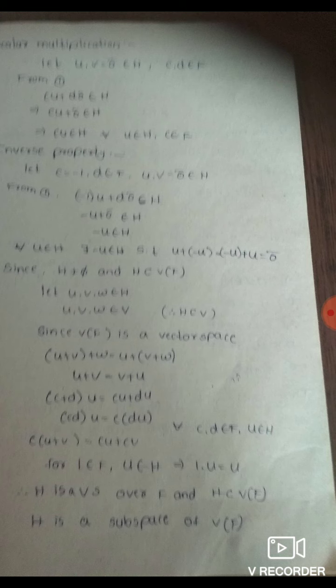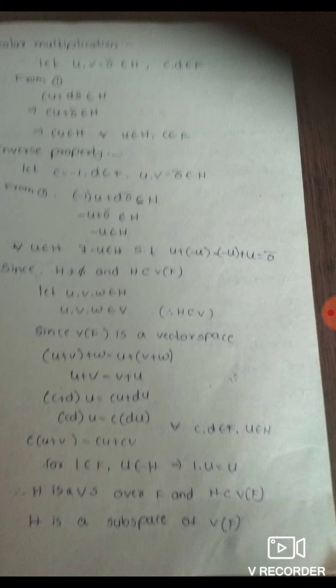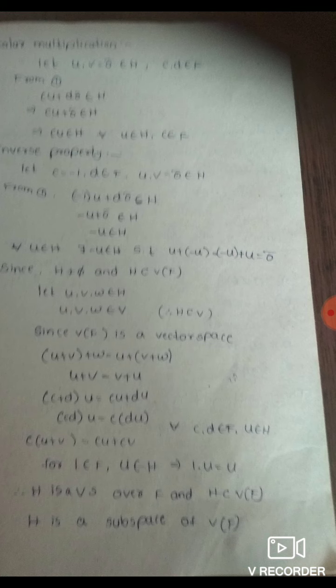Then since V of F is a vector space, u plus v plus w equals u plus v plus w, u plus v equals v plus u, c plus d into u equals cu plus du, cd into u equals c into du, c into u plus v equals cu plus cv. For all 1 belongs to F, u belongs to H, that implies 1 into u equals u. The above properties are already satisfied because H is a non-empty subset and H is a subset of V. That's why H satisfies those properties. Therefore all properties are satisfied, then H is a vector space.